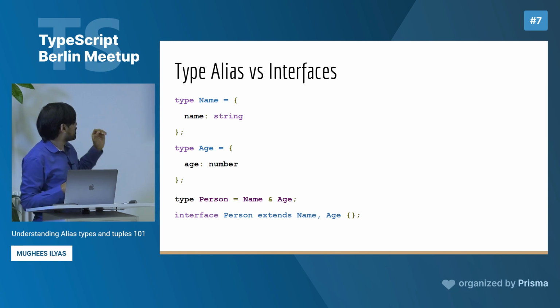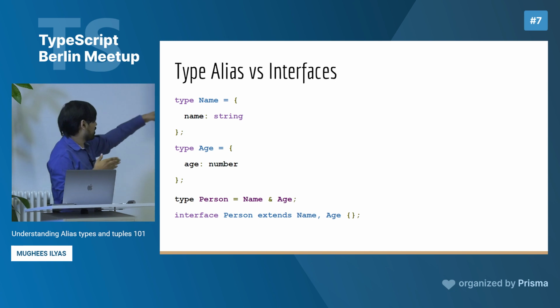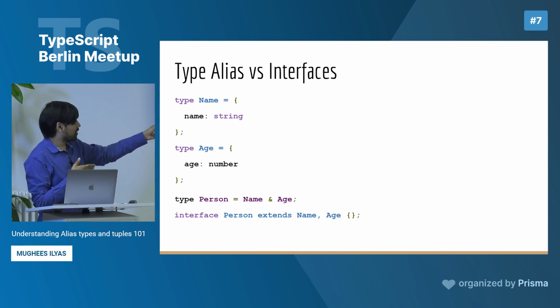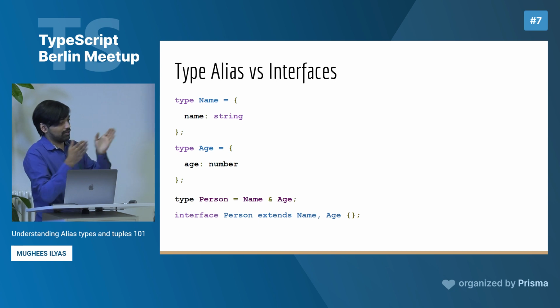This is the same thing: if you have two types and you want to combine them, you can combine them with an and sign. You can actually combine two types in an interface as well, but then you cannot pass anything inside it, I mean, if you're just combining them.